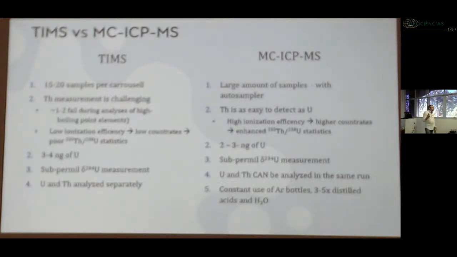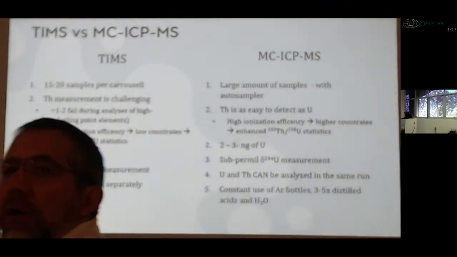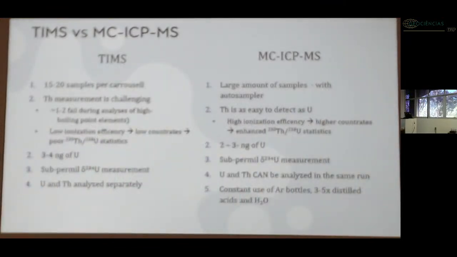Multi-collector ICP-MS, basically, because you don't have to be changing the carousel, you can run and run and run samples with an autosampler pretty much forever, and you just keep on feeding the autosampler to get the ages. Thorium is as sensitive as uranium, so that helps a lot with the statistics. You can get very good ages with only 2 to 3 nanograms of uranium.